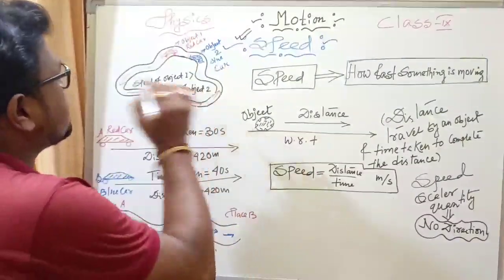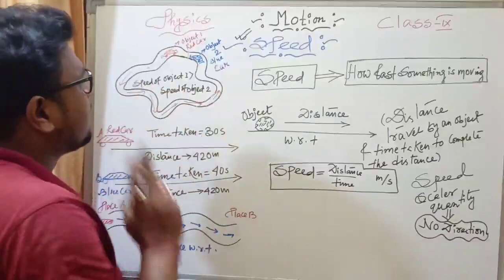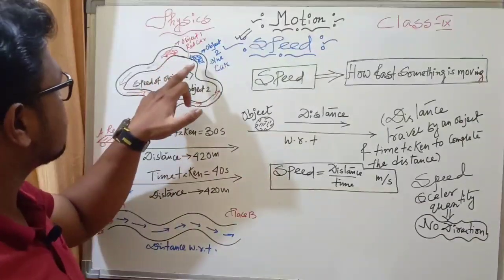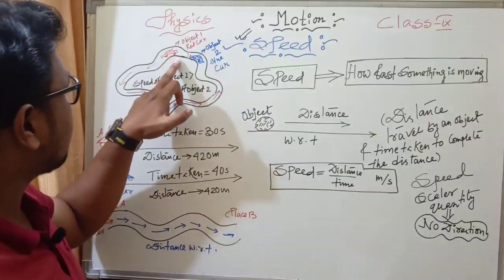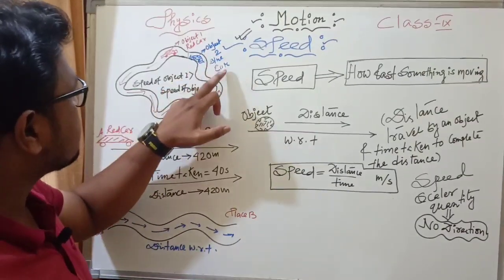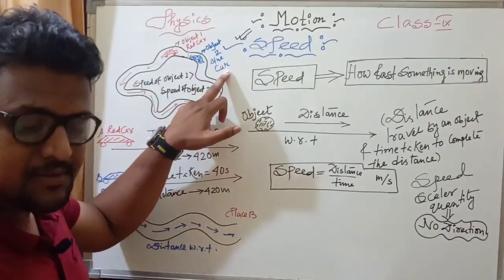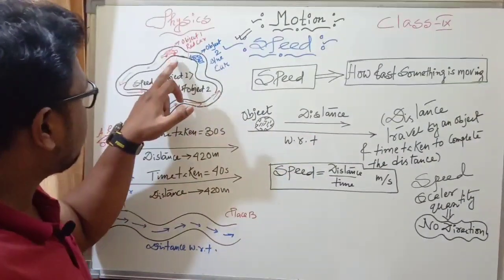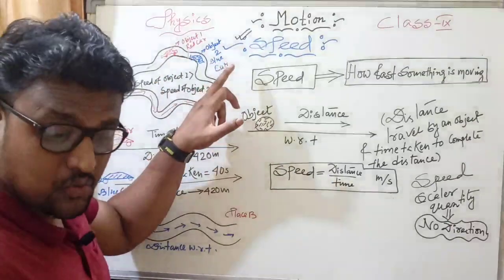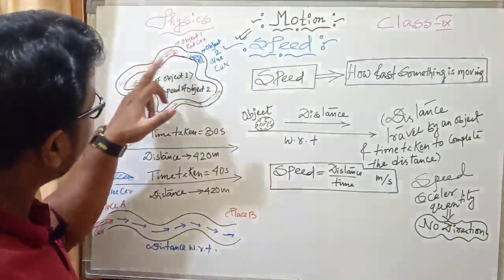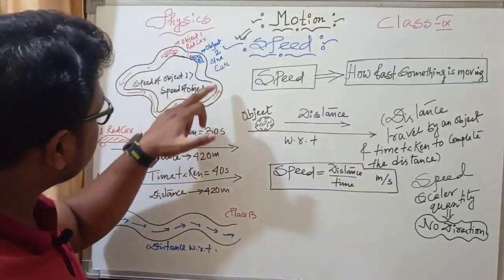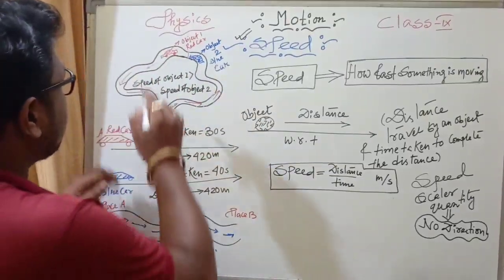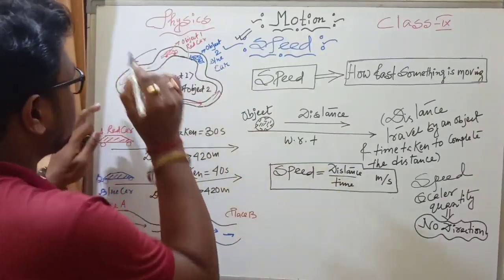Look at the diagram here. I have drawn two curves: object 1, the red curve, and object 2, the blue curve. Consider two objects, object 1 and object 2, both moving along the same path.